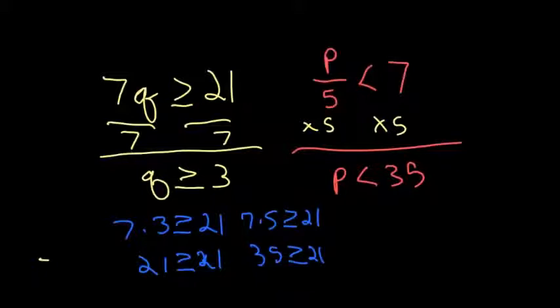So let's look at that last one. So p is less than 35. So I need a number less than 35. So let's say I choose 20. So I got 20 divided by 5 is less than 7. 20 divided by 5 is 4. And 4 is less than 7. So I got a true statement. I know I did that correct.